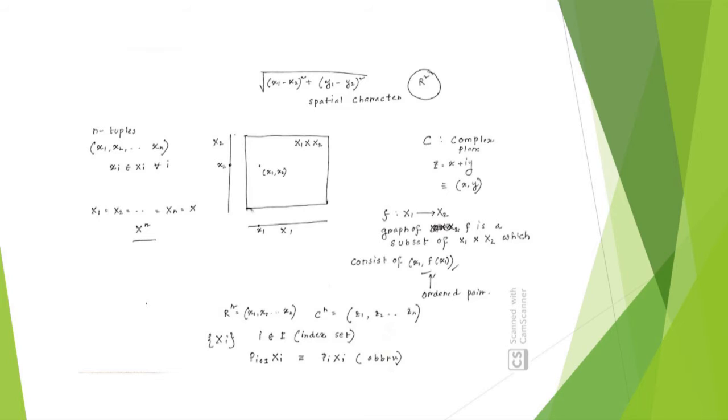So we have two sets, capital X1 and capital X2. We define the product X1 cross X2 to be the set of all ordered pairs, and we have to keep in mind very carefully that this is the collection of all ordered pairs (x1, x2), where the element small x1 is from capital X1, and the element x2 is from the set capital X2.